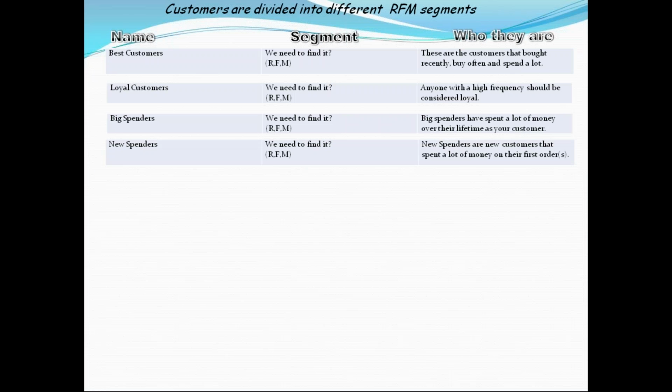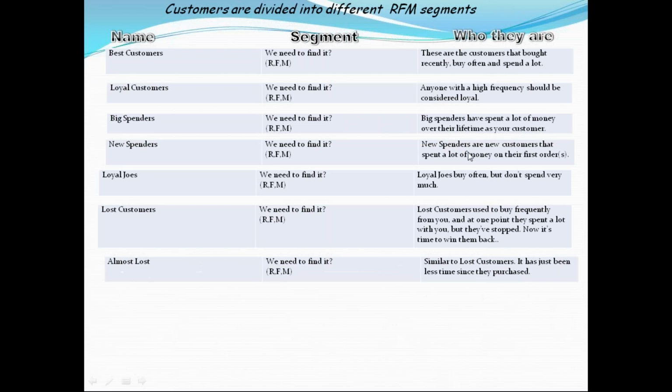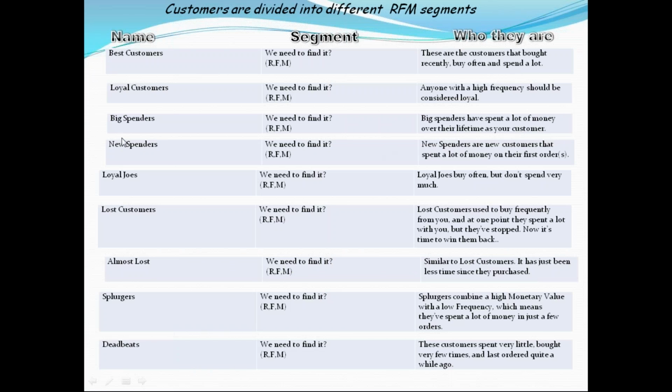For example, let's say there will be some customers who are new spenders. New spenders are the new customers that spend a lot on their first order. I mean, once in a while you'll visit a store. So if you can pull that information, you can target those customers. Okay, you can give some promotional offers: if you revisit our store next time, we'll give a discount of some $100.